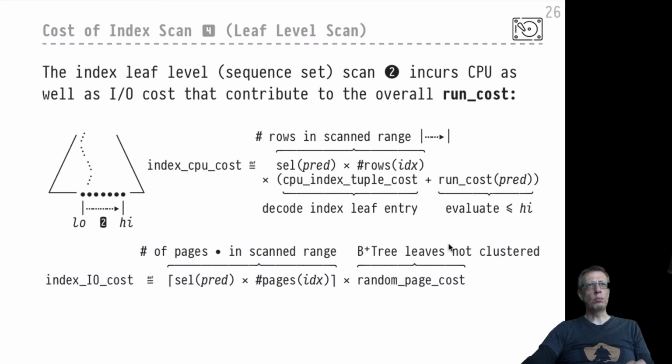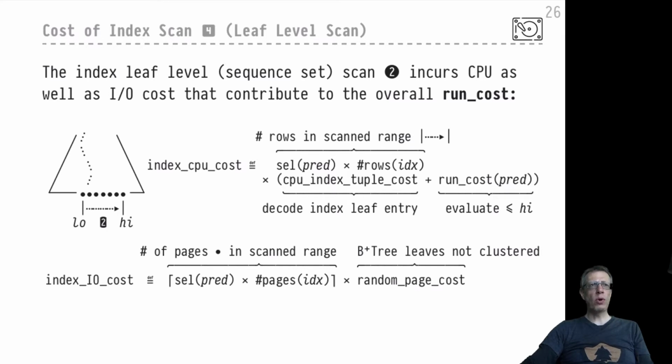The second component would be the leaf level scan. Once we've reached the leaf level, we would scan along the sequence set of our B plus tree to find all the index entries that are in the search range between some lower value and some upper value high here. You know the drill. We have talked about sequential scans in the index leaf level of a B plus tree many times already. Such a scan of the leaf level would of course incur index CPU cost and index IO cost, as they are termed here. So CPU and IO would contribute to the overall cost.